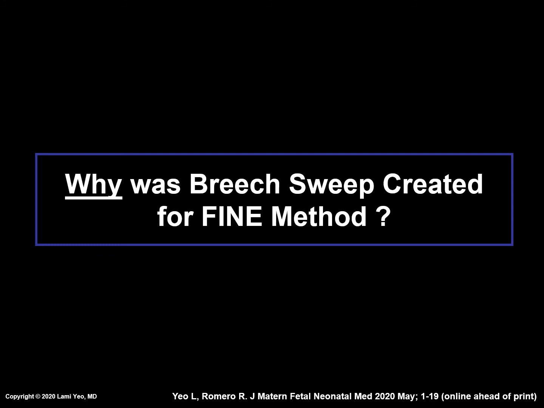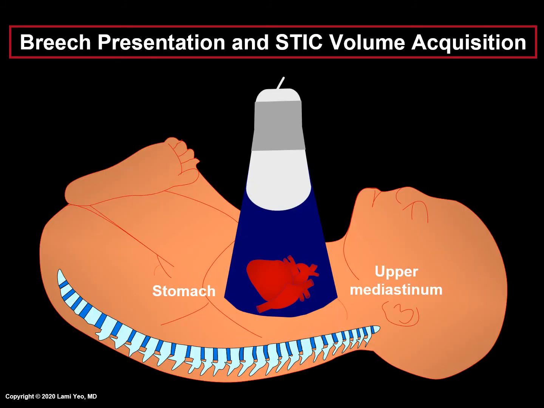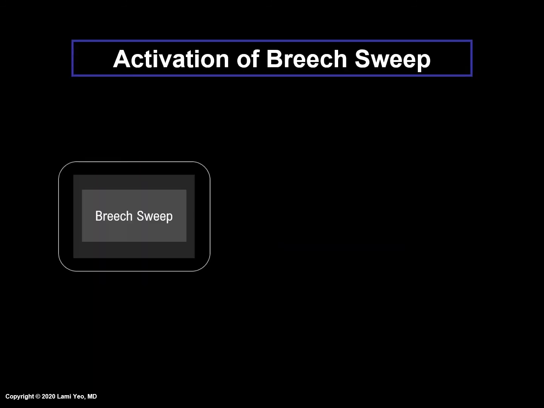So why then was breech sweep created for the FINE method? For breech presentations, because the transducer sweep starts from the stomach and abdomen, there is a higher likelihood that fetal breathing motion artifacts will appear as the acquisition time passes, and this could coincide with the sweep occurring of the cardiac structures. Therefore, this could affect the cardiac views generated by FINE. To address this, breech sweep was introduced on the ultrasound system.